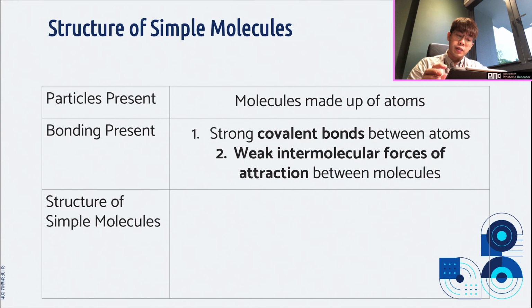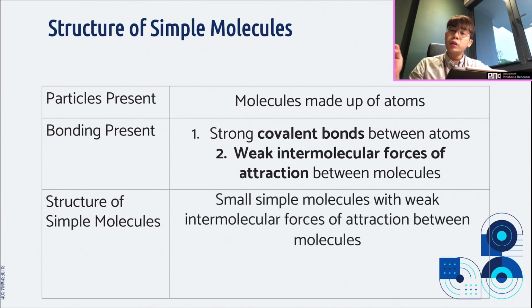What are the bondings present? This is very unique. There are actually strong covalent bonds between the atoms, and these are the chemical bonds between the atoms. However, when the atoms chemically bond together, they form molecules, and these molecules will interact with each other weakly. These are the weak intermolecular forces of attraction. So how do I describe the structure of a simple molecule? Simple molecules are therefore molecules with weak intermolecular forces of attraction between the molecules.